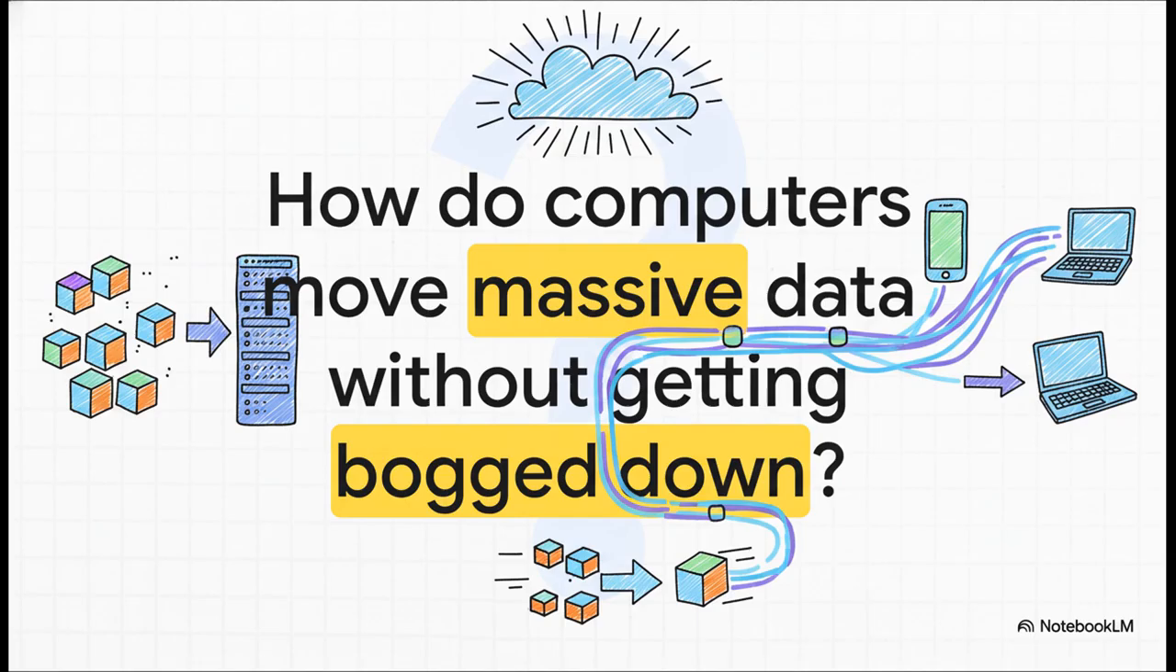So let's kick things off with a big question. Think about it. We're all constantly creating, saving, and sending just insane amounts of information. Trillions and trillions of bits flying around every second. How on earth do our devices handle this incredible flood of data without just grinding to a complete halt?